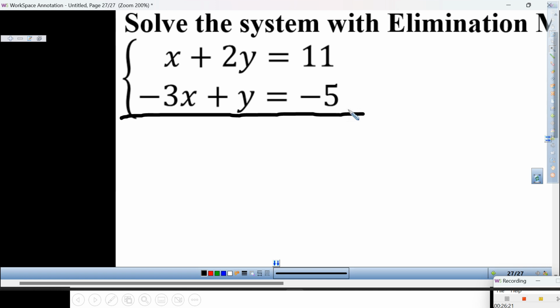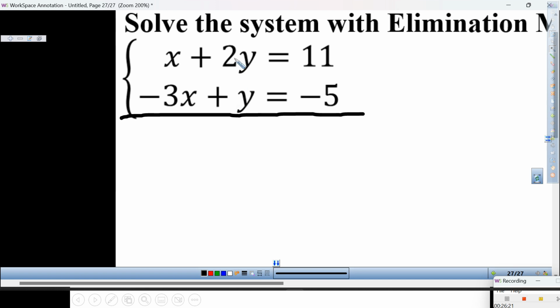So check this out. We're going to ask Caleb. So Caleb is looking at the x we can't cancel because they're not opposites. The y's we can't cancel because they're not opposites. So he's going to have to make a decision which one he wants to eliminate. Which one do you want to eliminate, Caleb? The y. Okay.